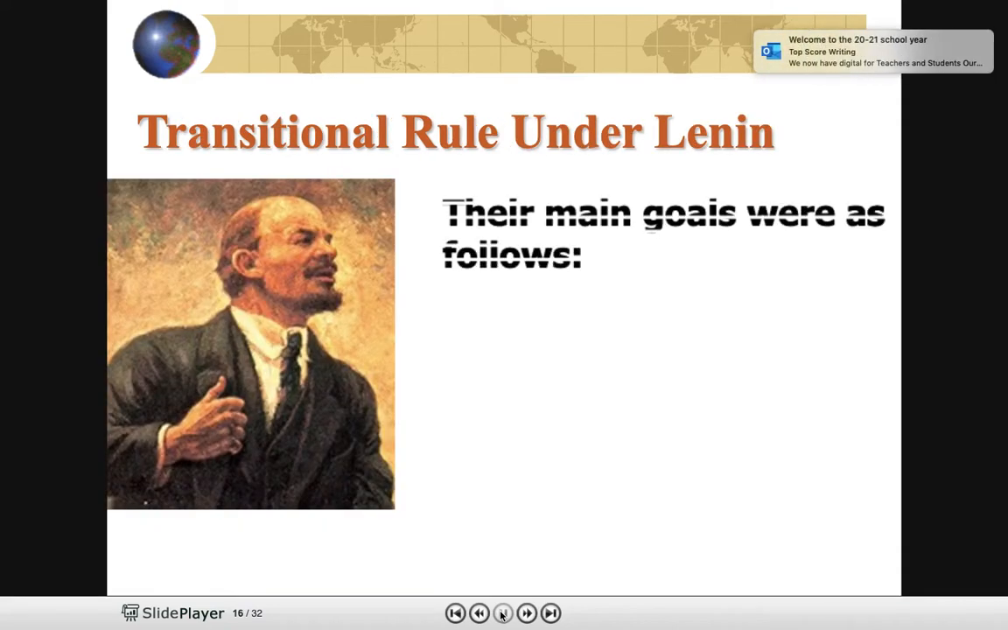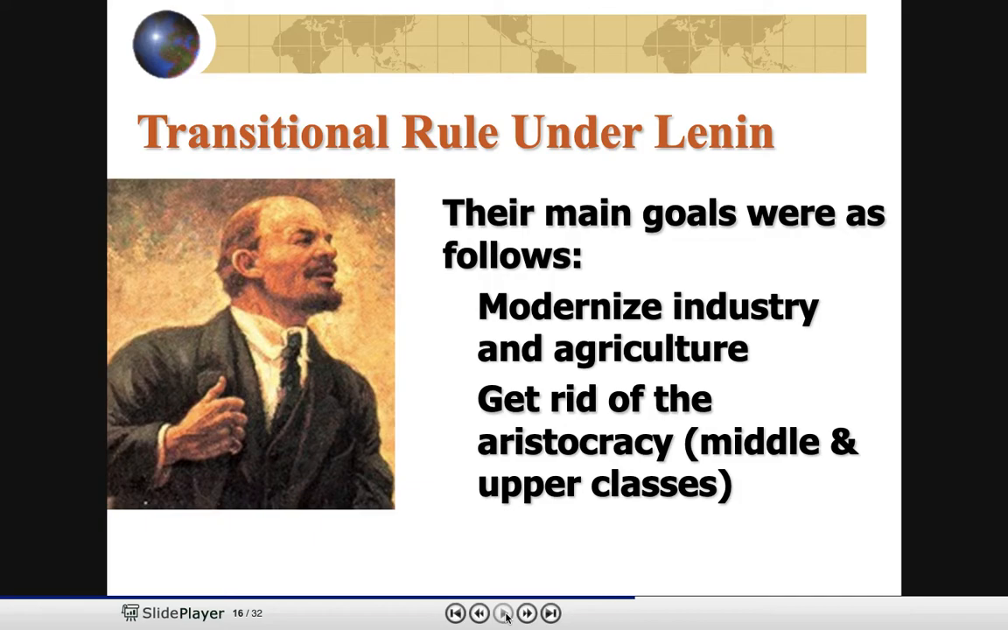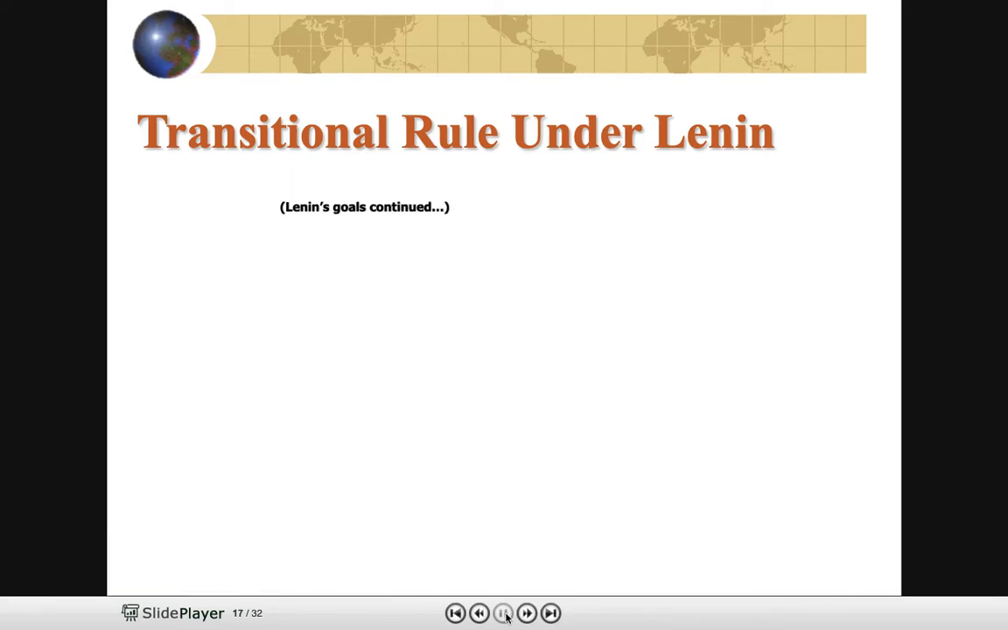So then our next one here, okay, I already talked about this. They wanted to modernize the industries. They wanted to get rid of the upper class. But did they get rid of the upper class if they just replaced it with a different name, the Communist Party? No. I tell you, they think we're silly.